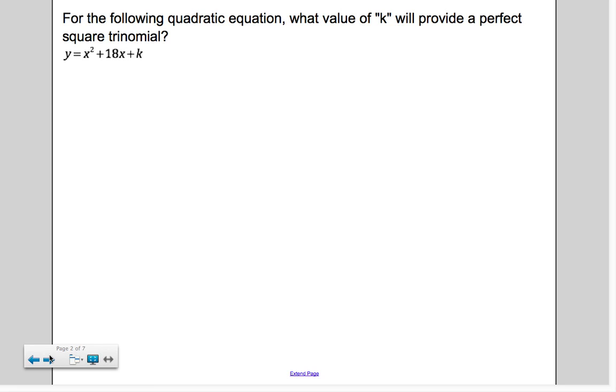So here's another question. For this following quadratic equation, and hopefully it rings a bell because you actually had homework on this, I think sometime in Unit 5, what value of k will provide a perfect square trinomial of x squared plus 18x plus k? So what value of k do we need that we get this to be a perfect square trinomial? How do we figure that out again? What value of k will give us a perfect square trinomial here?